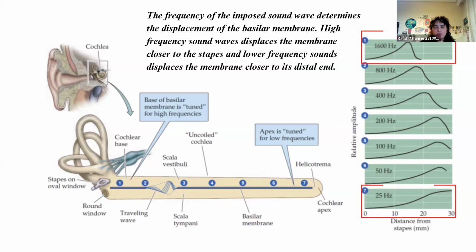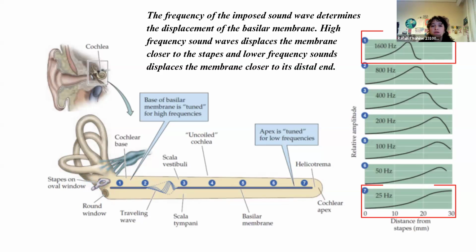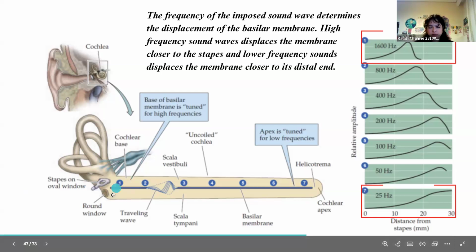And what this means is that the cells in the cochlea, very close to the stapes, around the oval window in this area, sense very, very high-pitched sounds. So if I come up to your ear and I screech the loudest, highest pitched screech I've ever made, the part of the cochlea that would recognize that is the one that is very close to the stapes.